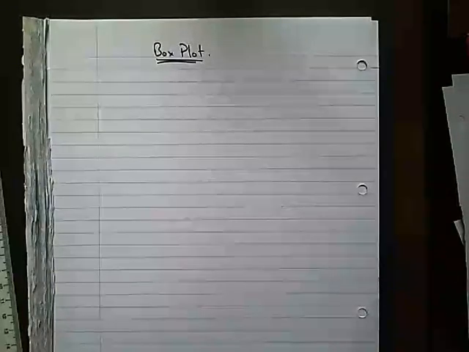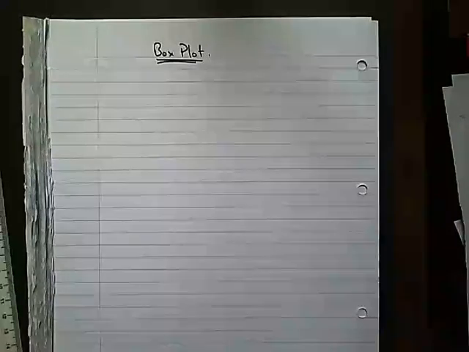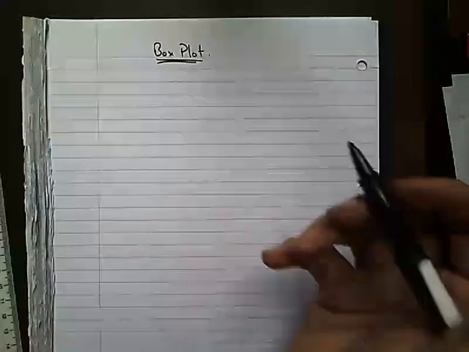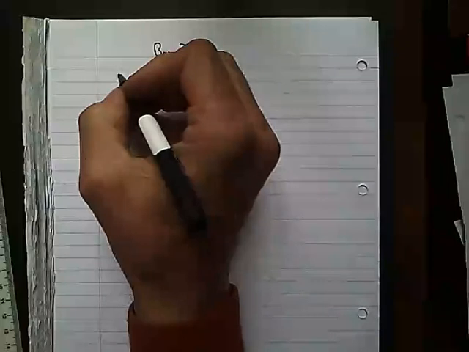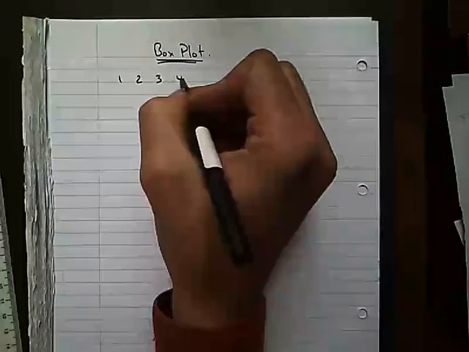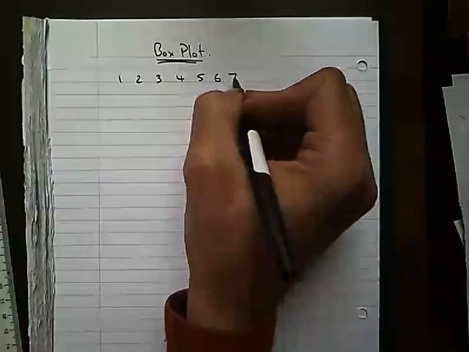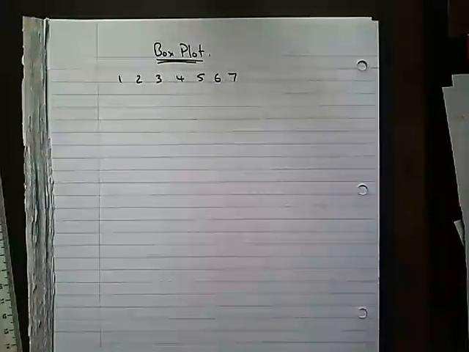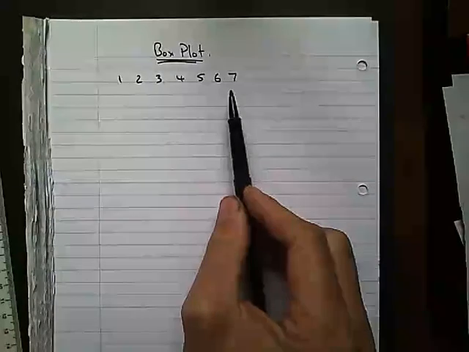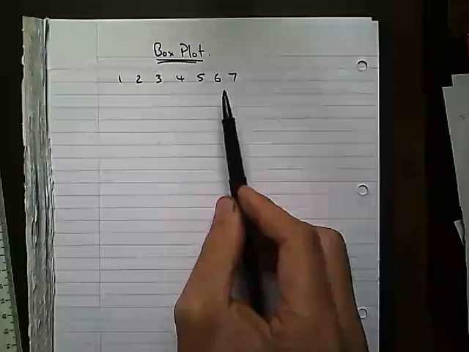Right, what we're going to look at is a box plot from a list. Remember when we get lists of data, we work out averages. I will give us just a basic list: 1, 2, 3, 4, 5, 6, 7. Okay, this is my list. They're already in order, so we don't need to worry about putting them in order.